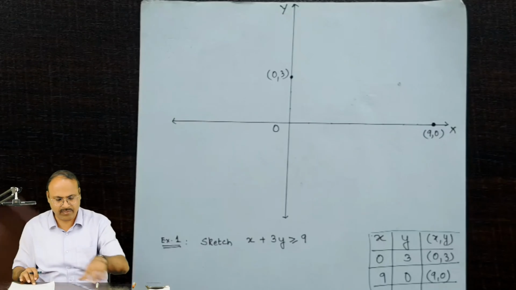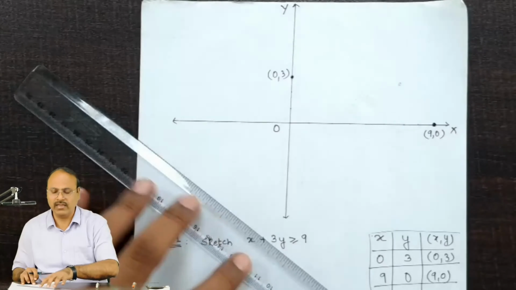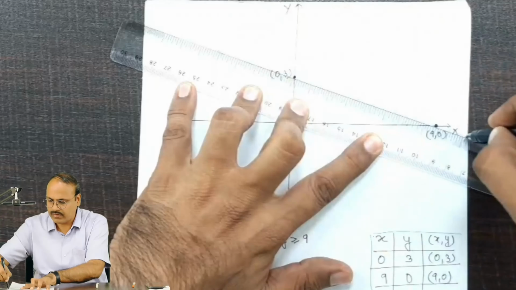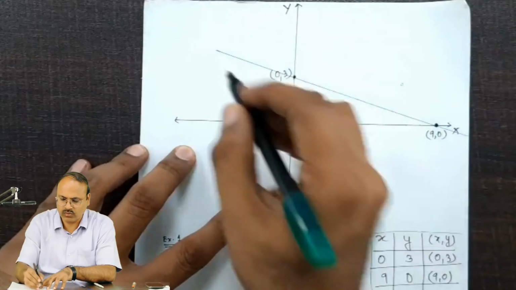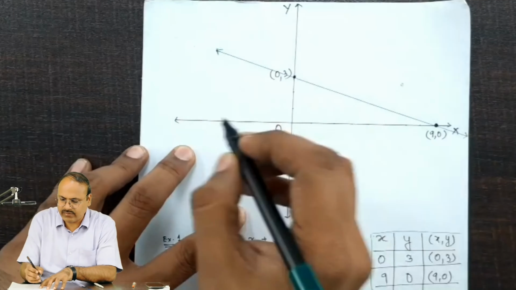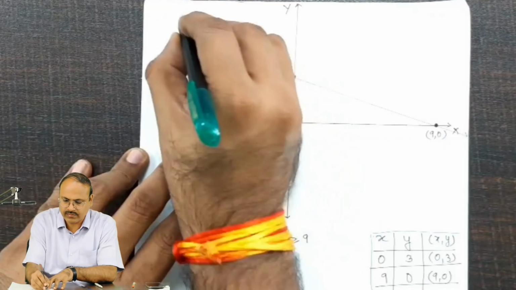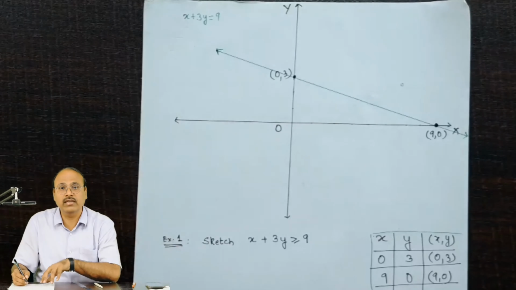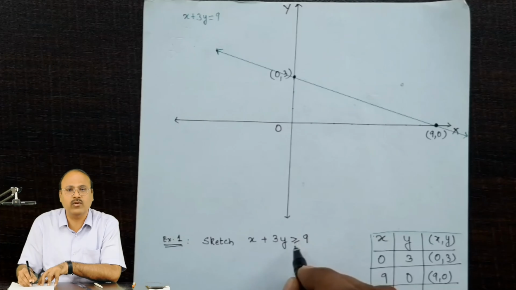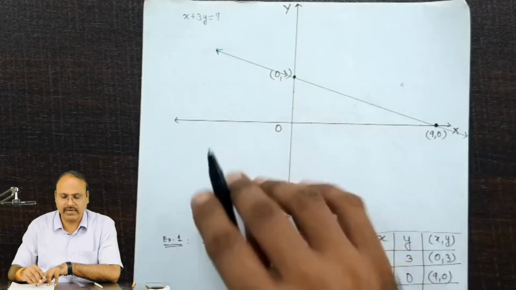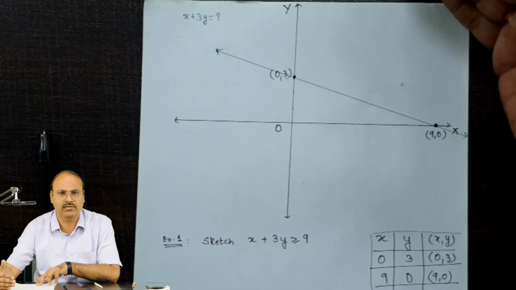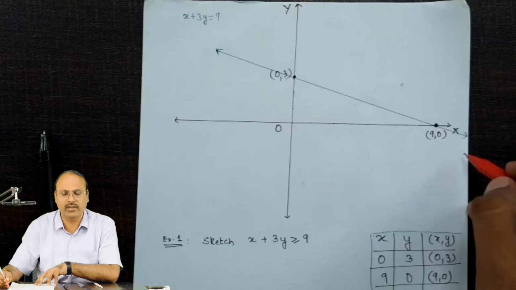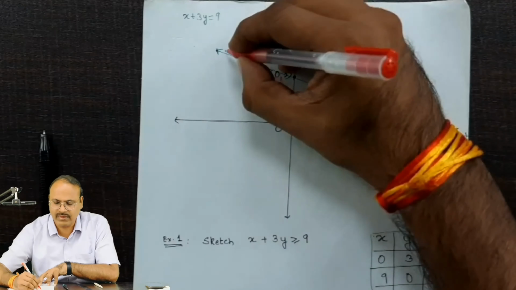Let us draw the line representing the equation x plus 3y equal to 9. Just connect these 2 points and draw a line which passes through these 2. This line which we have drawn is the line representing the equation x plus 3y equal to 9. What are we supposed to sketch? The inequation, and the inequation is greater than or equal to 9. So always remember that the greater than region will be the region above the line. In this example, this is the line representing x plus 3y equal to 9, so the region above that will be this region.